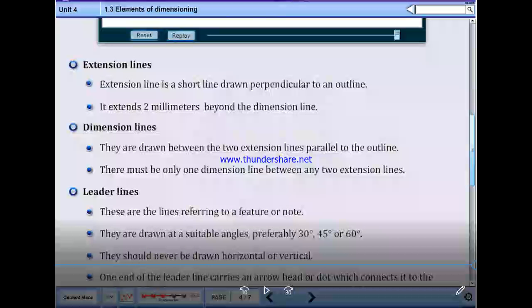Extension line is a short line drawn perpendicular to an outline. It extends 2 millimeters beyond the dimension line. Dimension lines are drawn between 2 extension lines, parallel to the outline. There must be only one dimension line between any 2 extension lines. Leader lines are the lines referring to a feature or note. They are drawn at suitable angles, preferably 30 degrees, 45 degrees or 60 degrees. They should never be drawn horizontal or vertical.